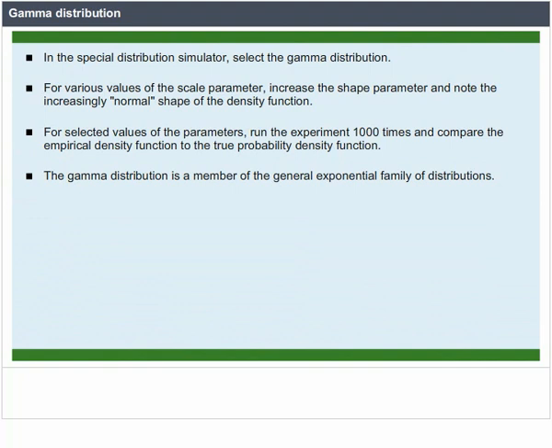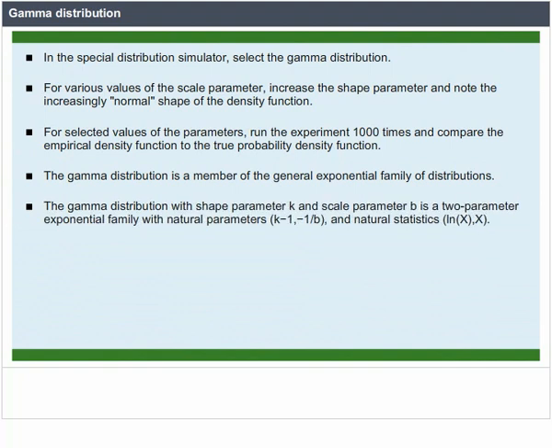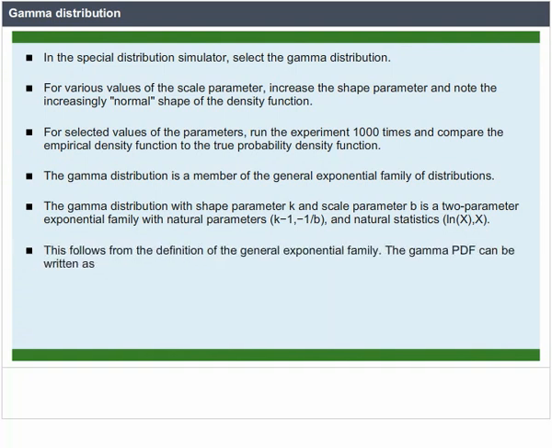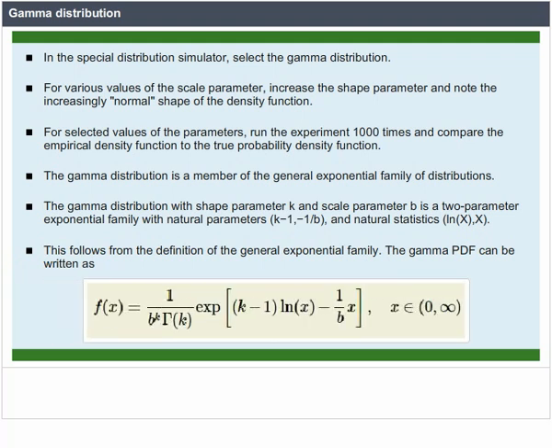The gamma distribution with shape parameter k and scale parameter b is a two-parameter exponential family with natural parameters k - 1 and -1/b, and natural statistics ln x and x. This follows from the definition of the general exponential family. The gamma probability density function can be written as f(x) = 1 divided by (b^k Γ(k)) times the exponential of ((k - 1) ln x - (1/b) x), where x belongs to (0, ∞). Computational exercise.